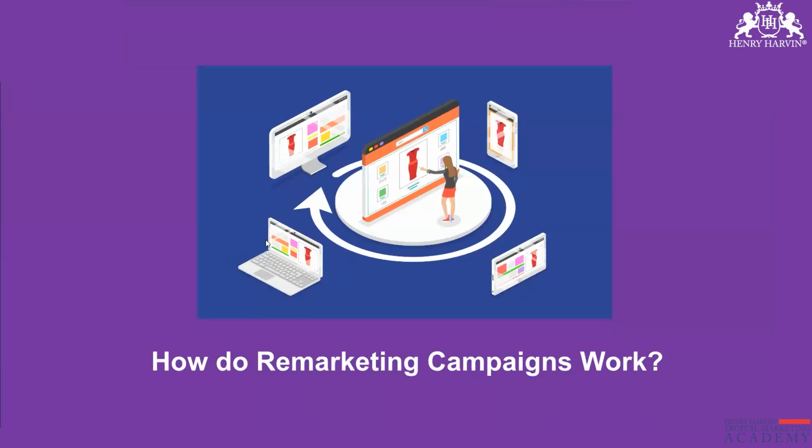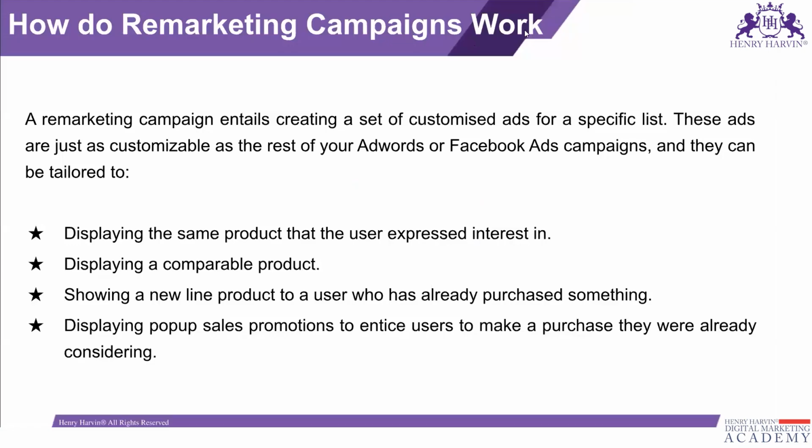How do remarketing campaigns work? A remarketing campaign entails creating a set of customized ads for a specific list, because you already know that you are targeting people who have already searched for your website, your service. These ads are just as customizable as the rest of your AdWords or Facebook ad campaigns, and they can be tailored to display the same product that the user expressed interest in.